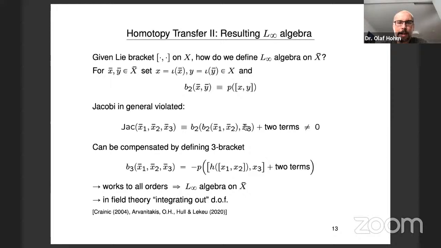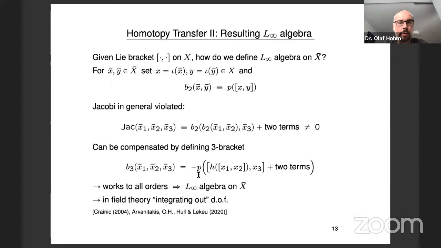But the nice thing is that with this particular setup we have here, you can actually fix this failure of Jacobi by defining a three bracket. And this looks like this. So here is where the homotopy map comes in. So the three bracket is defined in this particular way. So you have the two bracket on X, then you have to act with H, and you also have to do that for degree counting reasons, because you have to be able to take then another bracket. So there's three natural terms like this. And then there's also the projector involved.